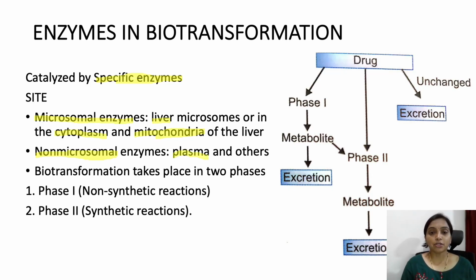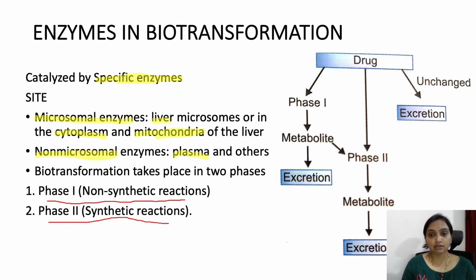These biotransformation reactions are classified into two phases, phase 1 and phase 2. Phase 1 reaction is also called non-synthetic reaction, either way they can ask. And phase 2 reaction is synthetic reaction. What is synthetic? Give an example of a synthetic reaction, like that they can ask. So whenever you consume a drug, it can undergo phase 1 or phase 2, or it can be excreted unchanged. Phase 1 metabolites are usually reactive, and then they get conjugated through phase 2 and then excreted.